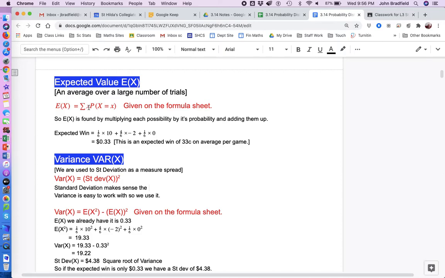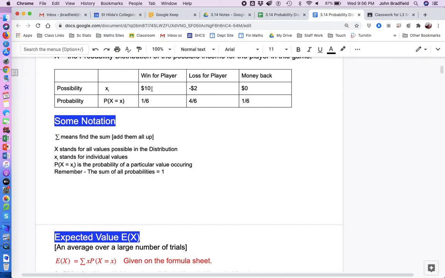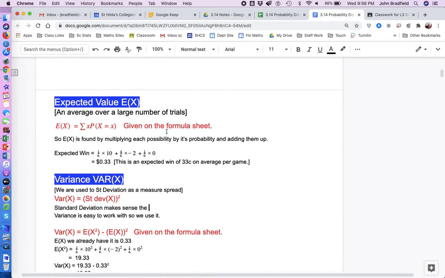It's the individual x values times their probability. Now this makes sense if you look at the table, because basically it's the value times its probability. So 10 times 1/6 plus -2 times 4/6, that's your loss, plus 0 times 1/6, which obviously isn't going to change much, but it would be rude not to include the 0. So that's what we've got here.